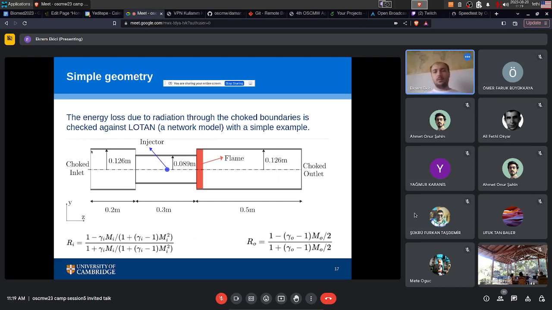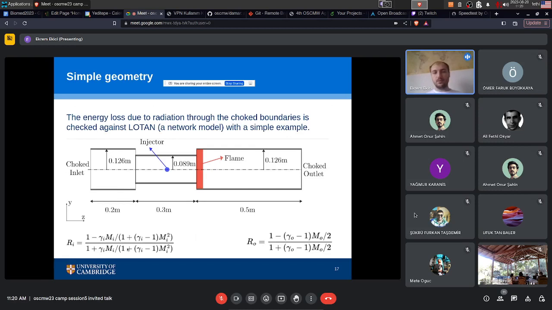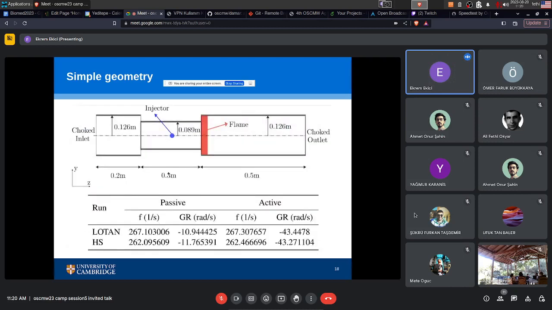I try to verify my choked boundary implementations by implementing these reflection coefficients at the inlet and outlet. I have a flame sitting here, and this is the injector point. First, I run passive calculations. Passive means that I don't have any temperature change. Basically, there is no flame. I get this frequency from LOTAN, this frequency from my Helmholtz solver, and these are the growth rates I get from these two different tools.